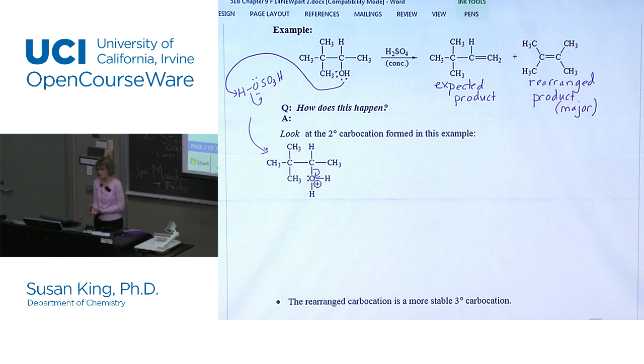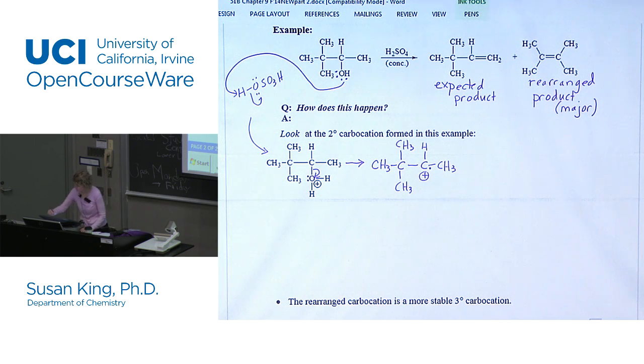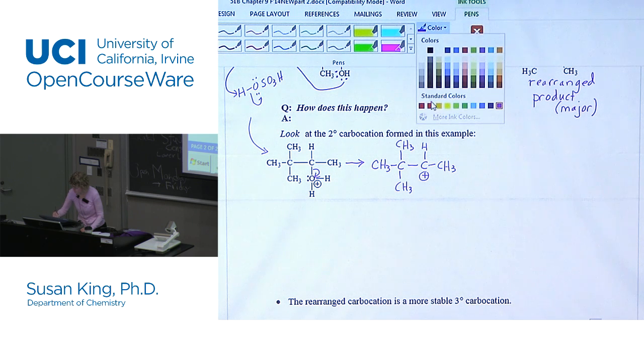In the second step, since this is a primary alcohol that we've started with, we're going to form, it's a secondary alcohol, we're going to form a secondary carbocation. So that's what happens in that step. Let's draw that secondary carbocation. And this particular carbocation is ideally situated to do a rearrangement. So what does the rearrangement look like? I'm going to change colors here so you can see it a little bit better.